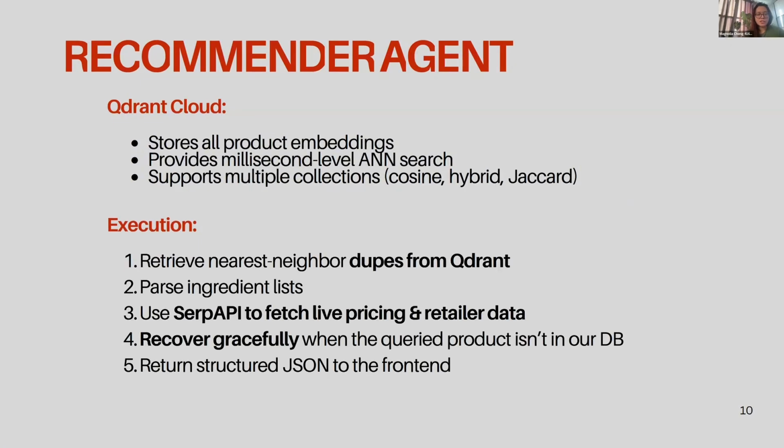We use a recommender agent to do the following. First, we retrieve the dupes using Qdrant. Then we fetch the images, URL, and prices using SERP API. Additionally, if that product isn't found in our database, the agent creates a more specific search query based on the product input and uses SERP API to find that product. While some of the parts could have been done without an agent, having an agent allows us to account for user errors such as typos and makes it more robust for future expansion.